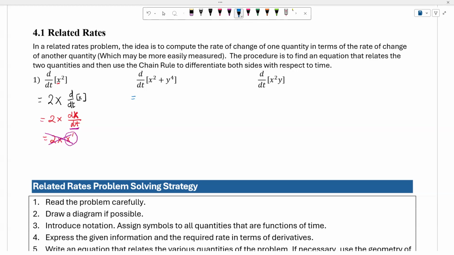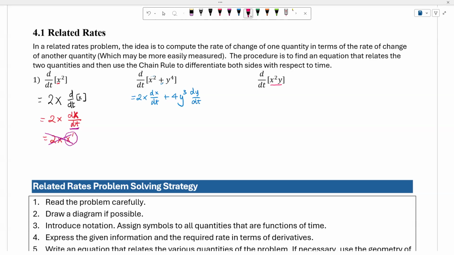Now let's try the next example. Again, this is a sum. So I would like to take the derivative of x squared with respect to t, so I have 2x dx/dt. And then we would like to add the derivative of y to the 4, which will be 4y to the power 3 dy/dt.